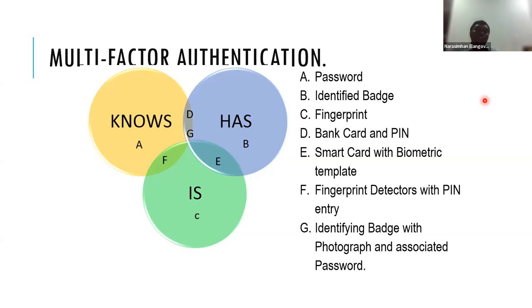An example could be: which of the following is a combination of what you know and what you have? Right, the answer is D and G. What is D? Bank card and PIN, and G, identification badge with photograph with associate password. Right. In fact, G is, I think, common between all of them, but I hope you got an idea.